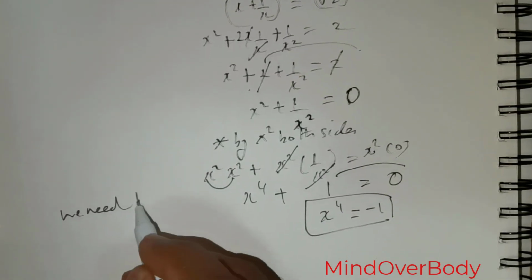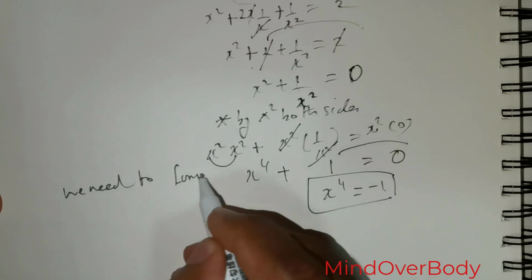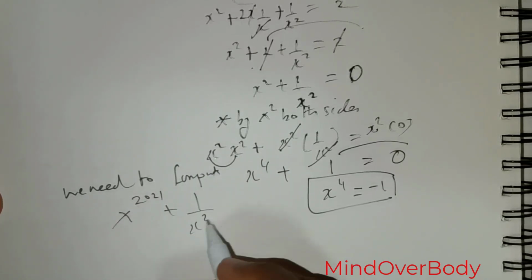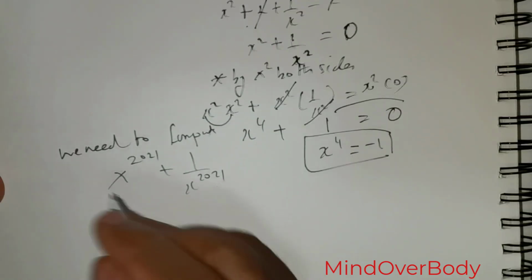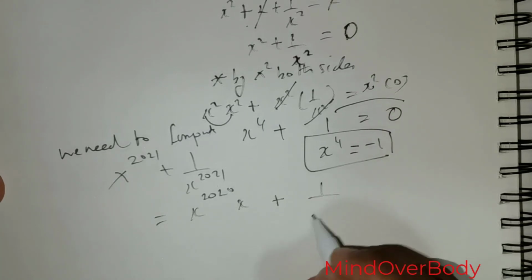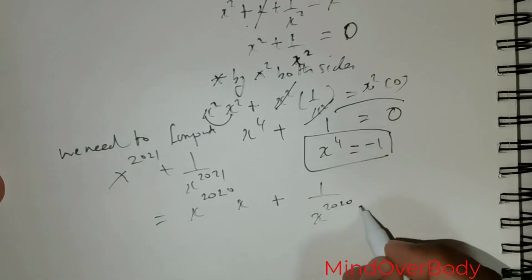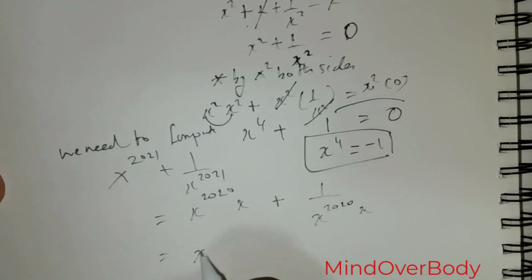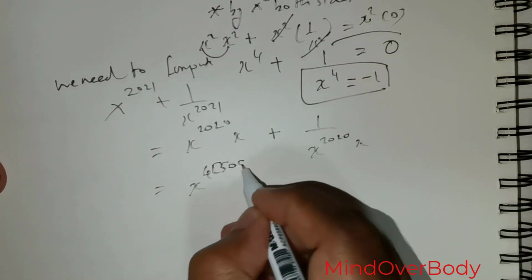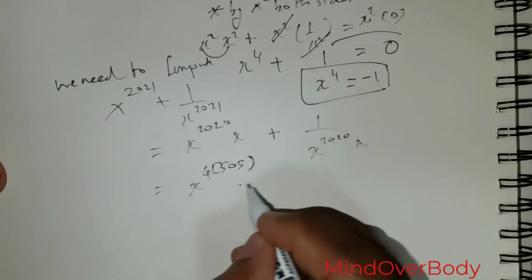Now we need to compute x^2021 + 1/x^2021. So I can rewrite this as x^2020 times x, plus 1/x^2020 times x. Now this can be rewritten as x^(4 times 505) times x.